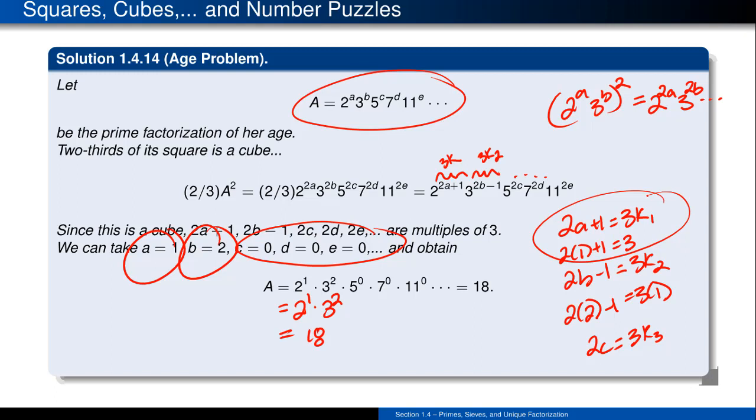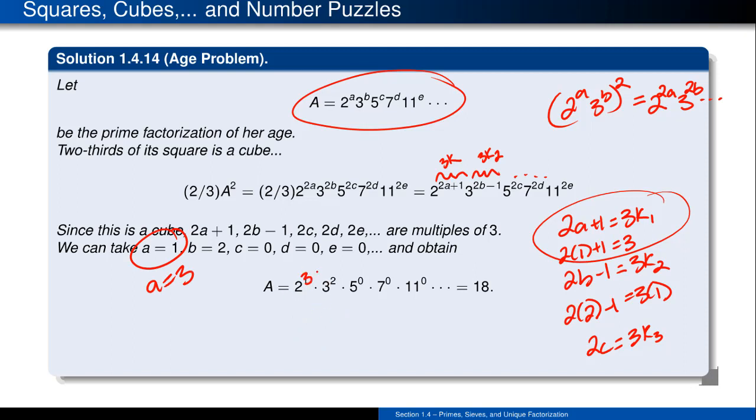Well, that makes a 7. What about 2 times 4 plus 1? That makes 9. So instead of having a equals 1, I could actually swap out a with being a 3, which in this case would change things down below, is that instead of having a 2 to the 1, I'd have a 2 cubed. Whoops, I shouldn't say 3. I meant to say 4.